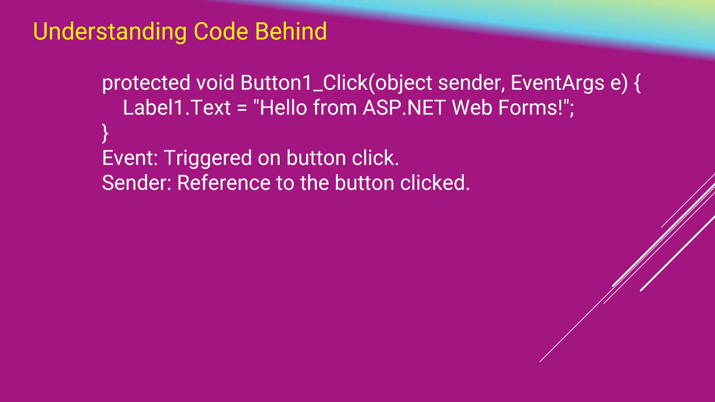Let us take a closer look at the generated code. The button 1 click method is triggered whenever button 1 is clicked. The sender parameter gives us a reference to the button that was clicked. This structure allows us to handle multiple button clicks within the same method if needed, making our code more efficient.